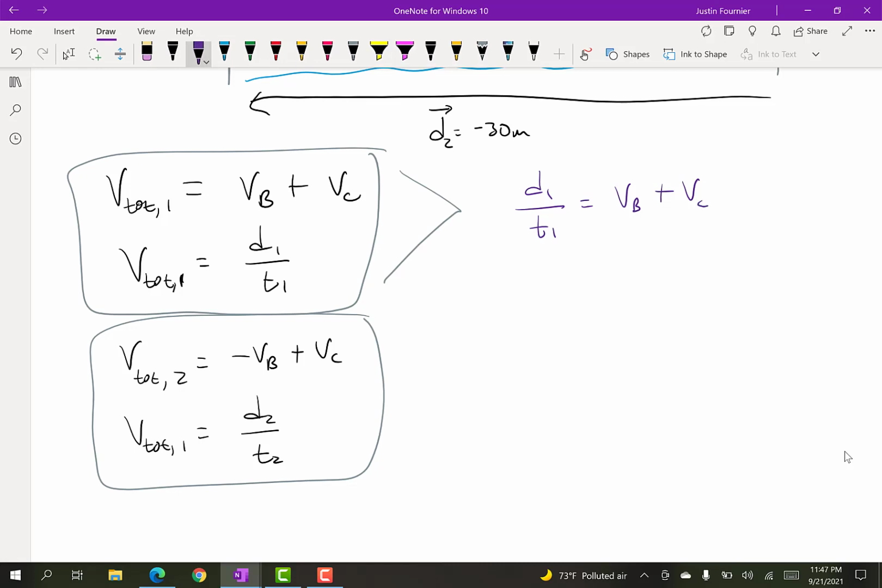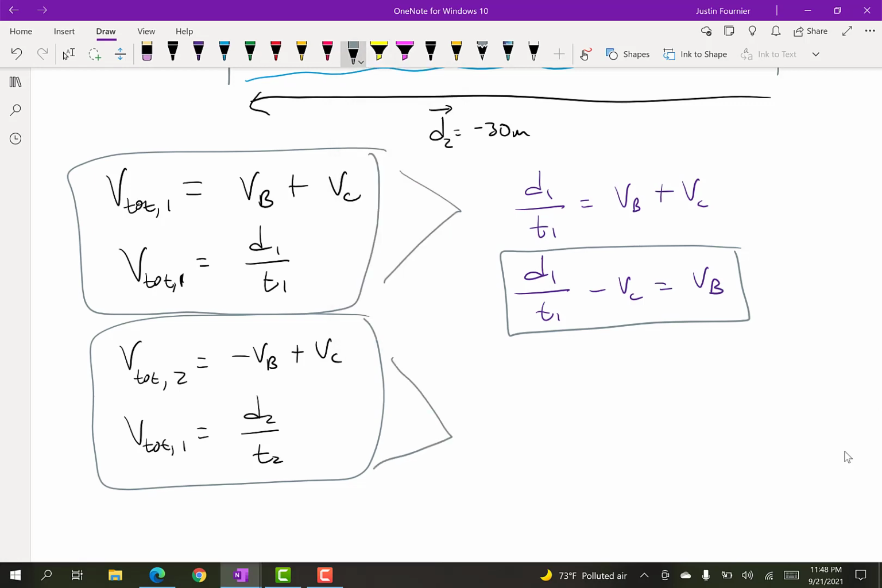And then I'm going to isolate VC or VB by subtracting both sides by VC. So it's going to be D1 over T1 minus VC is VB. So again, here's another new relationship. I got VB here.